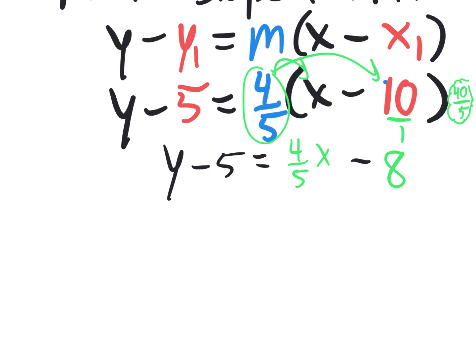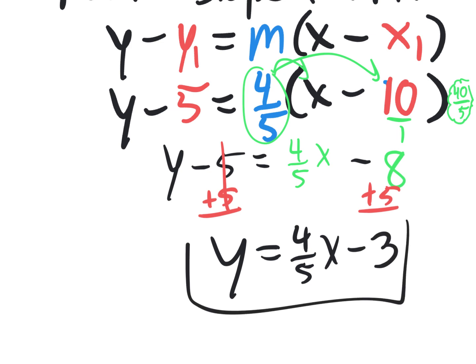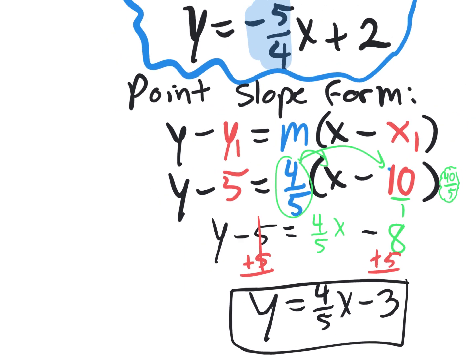So to get y by itself, the final step would be to add 5 here to get rid of that minus 5. Add 5 over here. Your slope-intercept form equation will be y equals 4/5 x minus 3. There's your answer to this problem.